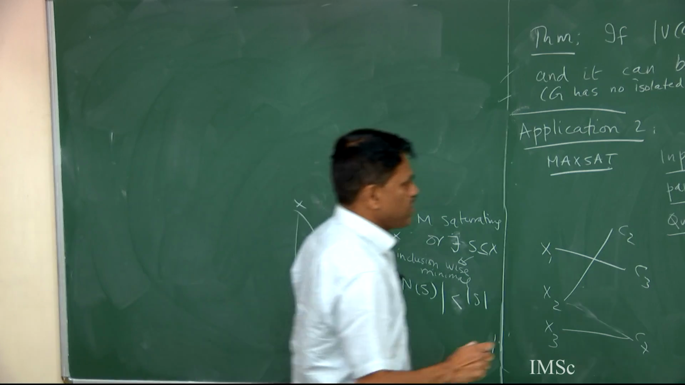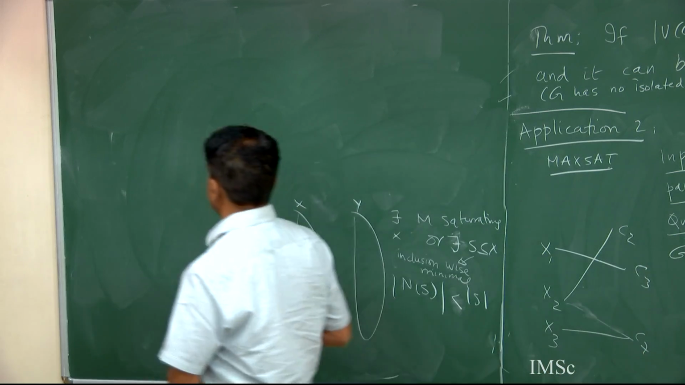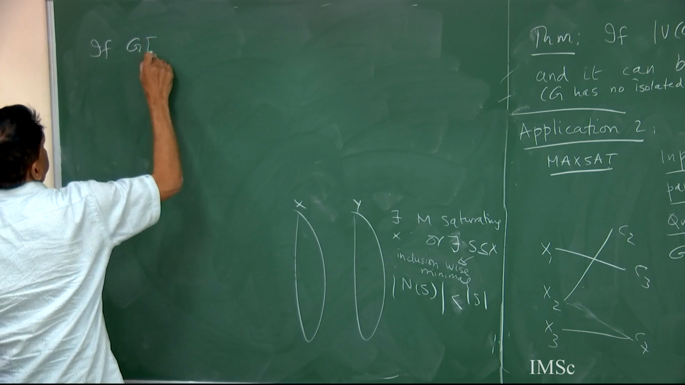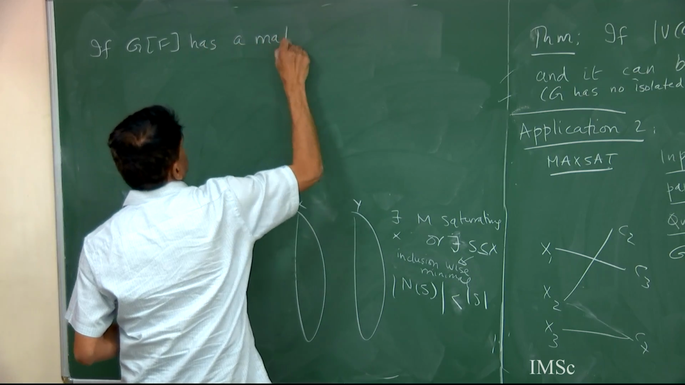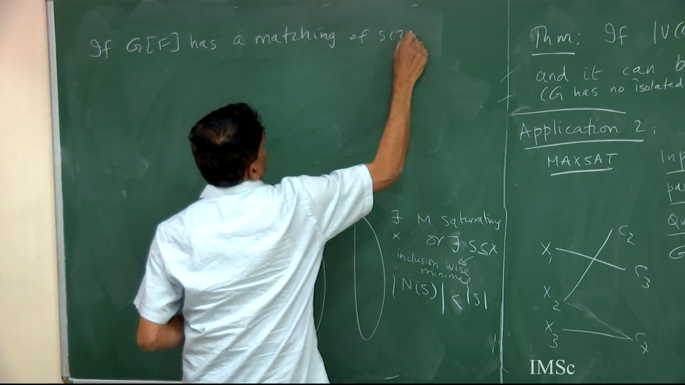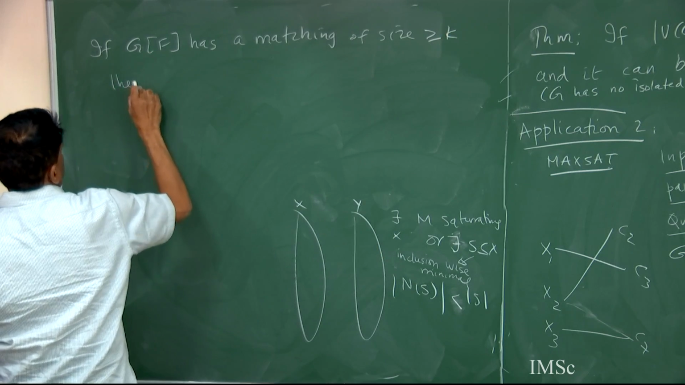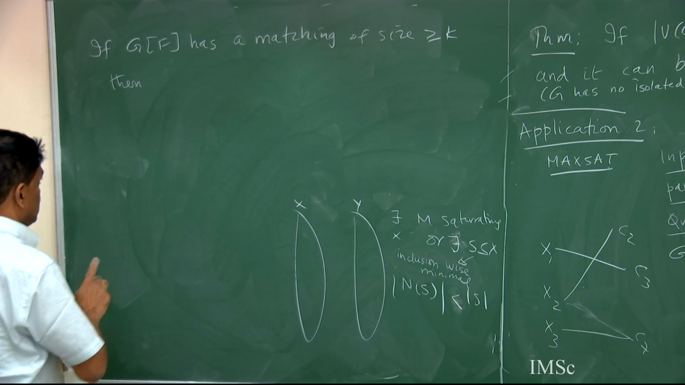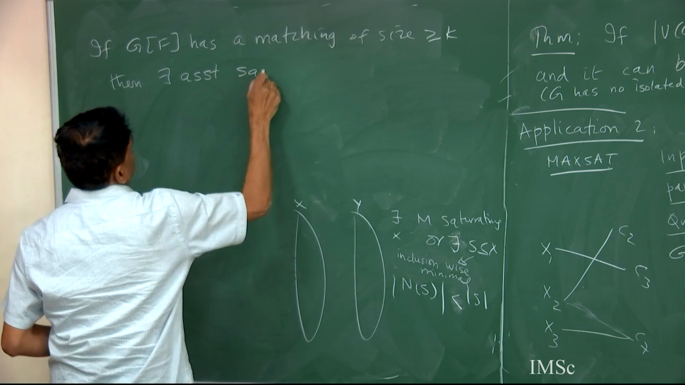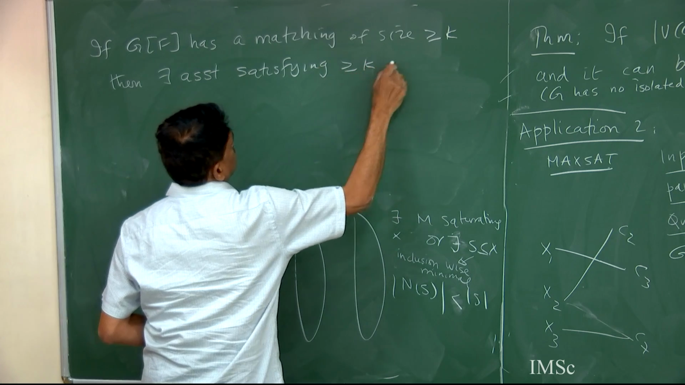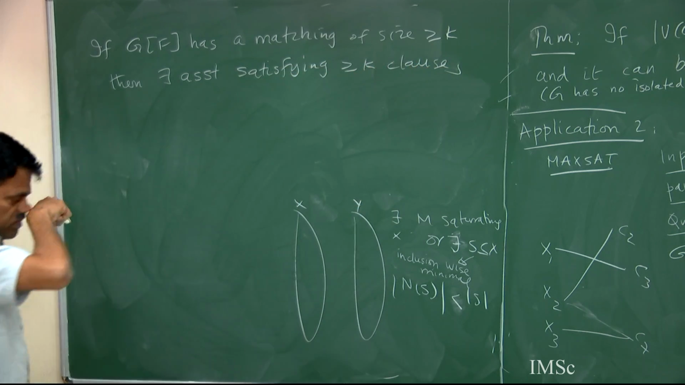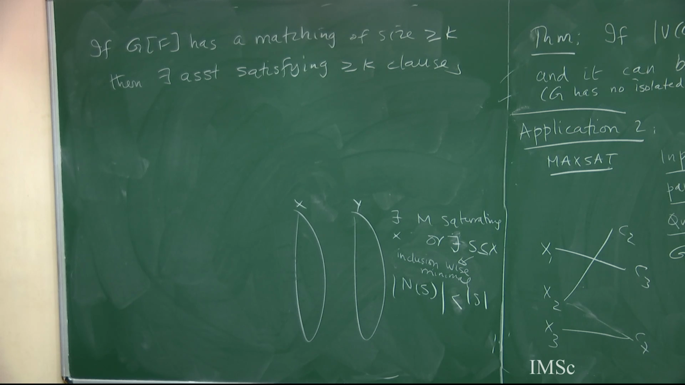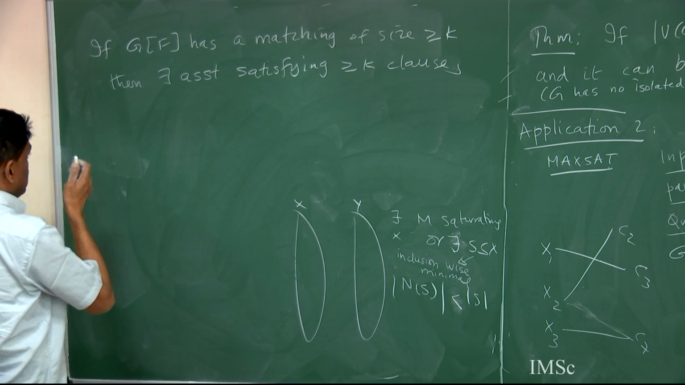So let's call this G of f. If G of f has a matching of size greater than or equal to k, then there exists an assignment satisfying at least k clauses. I am not actually going to use that theorem, but let's see.